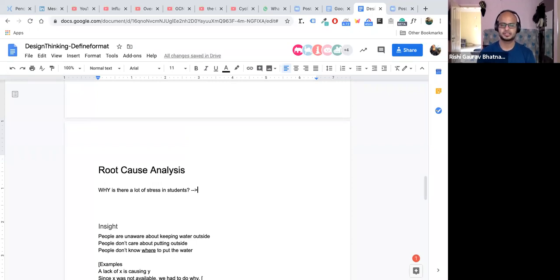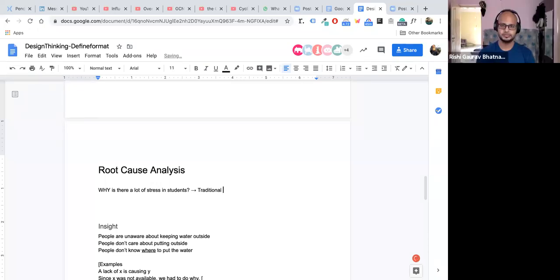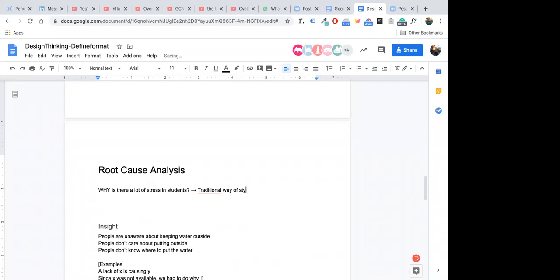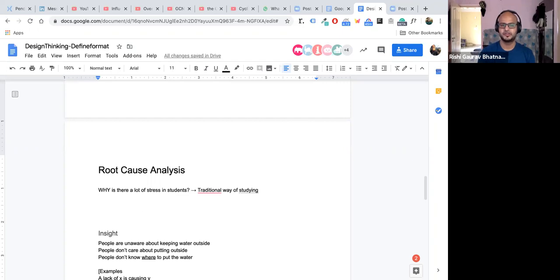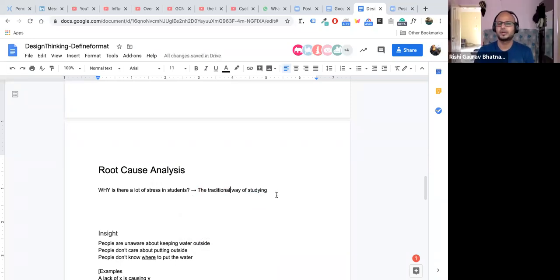Deepika, why is there a lot of stress in students? The traditional way of studying. Okay, traditional way of studying. Even before we go to the next why, we can see that this is not really a problem that we can find a root cause for. There are a lot of system problems. Yes, correct. This is one of the systemic problems which we can't really do anything about. We can't go and change an entire college curriculum. So we hit a dead end here. Let's just put a dead end here.